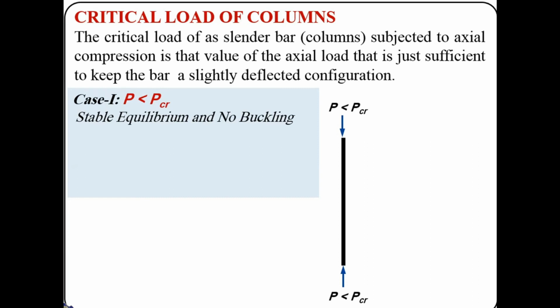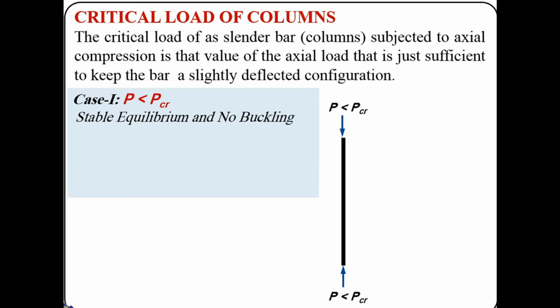So actually, there are two definitions of the critical load value. The first definition is the load value at which the column will undergo a slightly deflected configuration. It means that at this load value you will see a very small lateral deformation. Or you can also say that this is the load value after which the column loses its capability to sustain the load.